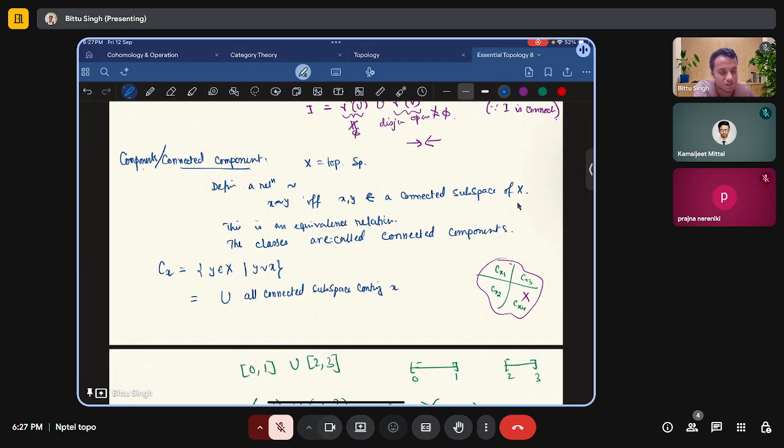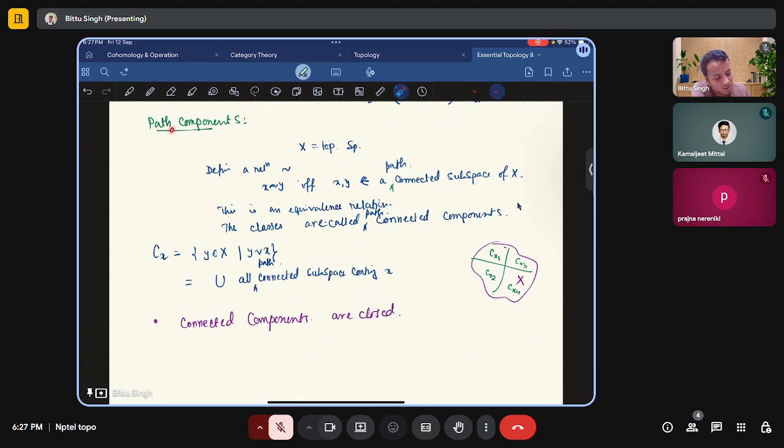So why are these components called connected? Because those equivalence classes are actually connected subsets. This Cx becomes connected because you are taking connected subspaces and taking their union, but all those connected subspaces contain X, therefore their union will be connected, right? So that's why components and connected components are the same. Components will be automatically connected. Okay, so those two are the same notation.